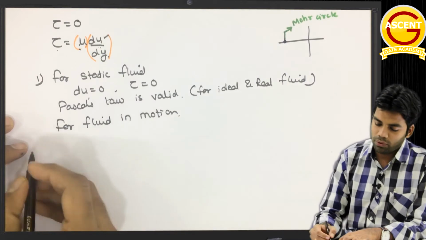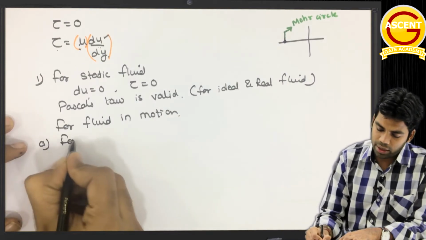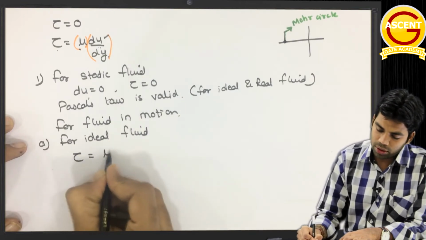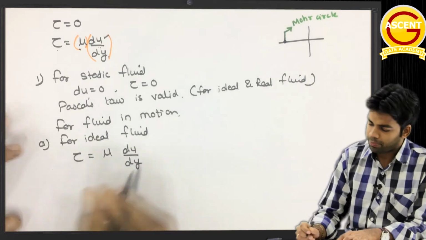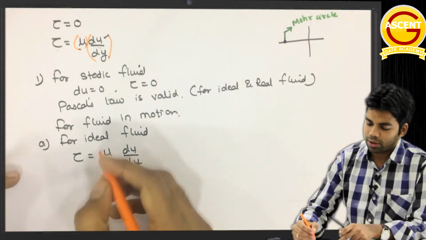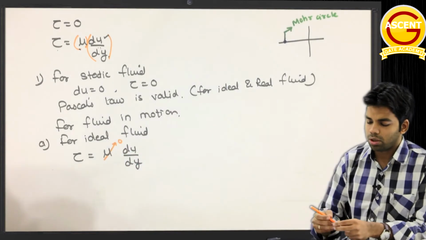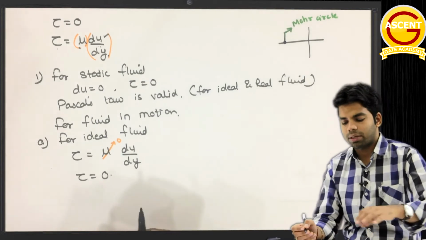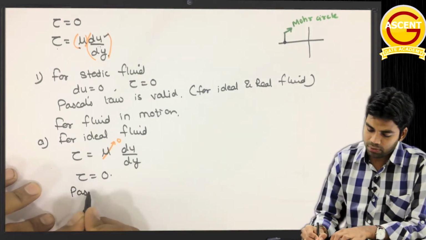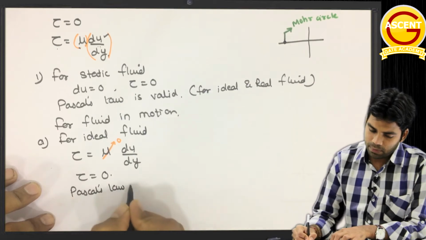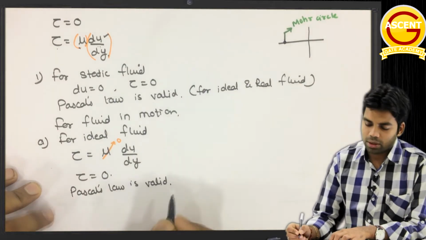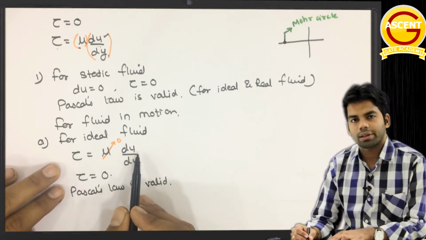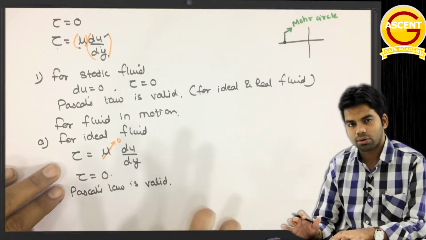For a fluid in motion, the first case is for an ideal fluid. If the ideal fluid is in motion, tau is equal to mu into du by dy. If the fluid is an ideal fluid, then obviously mu is equal to 0, so tau should be equal to 0. Shear stress will be equal to 0. That means Pascal's law is valid. So when we have an ideal fluid, whether the fluid is stationary or moving, in both situations Pascal's law is valid.